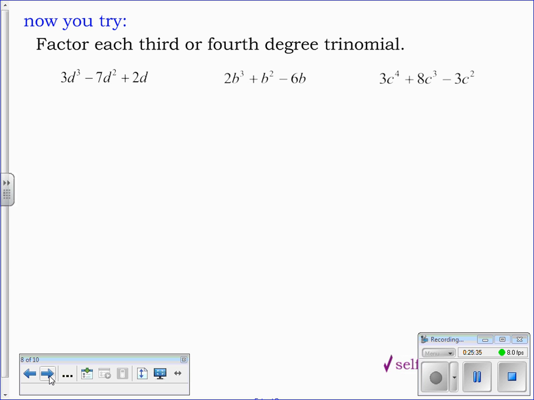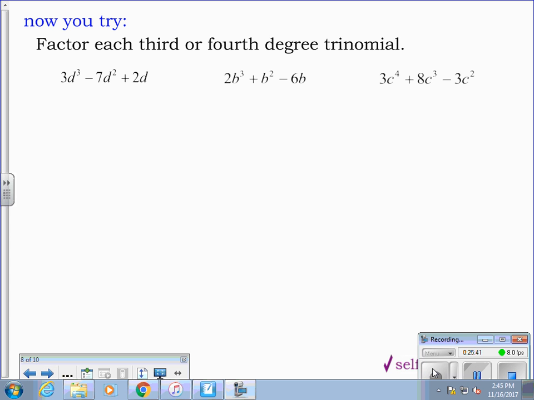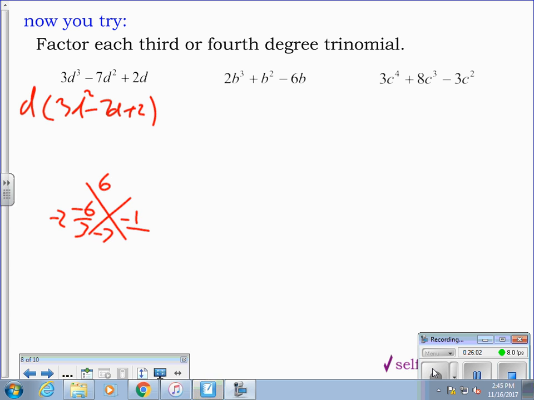Now it's your turn. Okay, first one, factor out a d. I'm left with 3d squared minus 7d plus 2. And I end up getting, let's see, 6 and 7, 6 and -7, -6, -1. And divide by 3, so I get -2 and 1/3. So I get d times d minus 2, 3d minus 1.